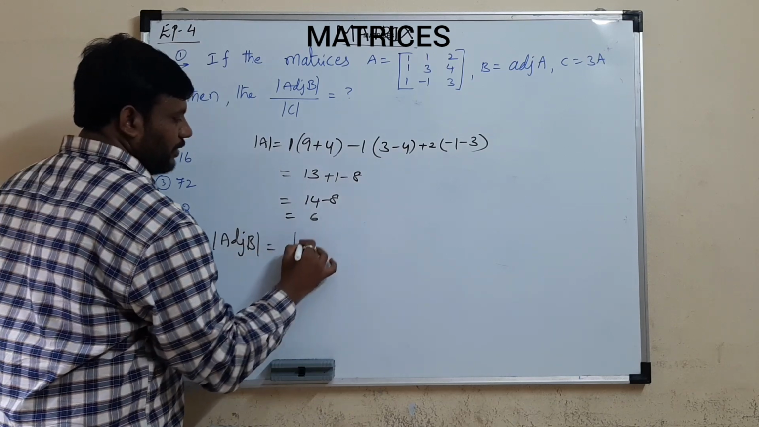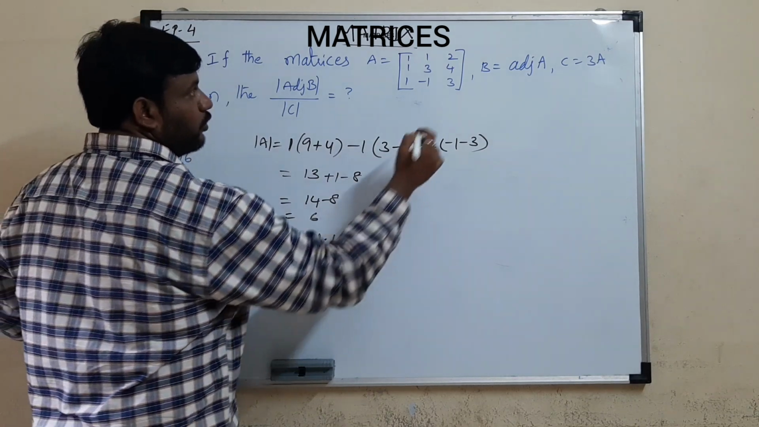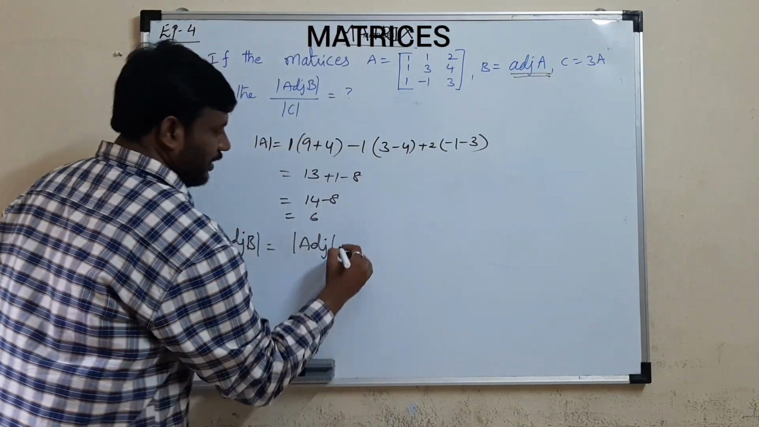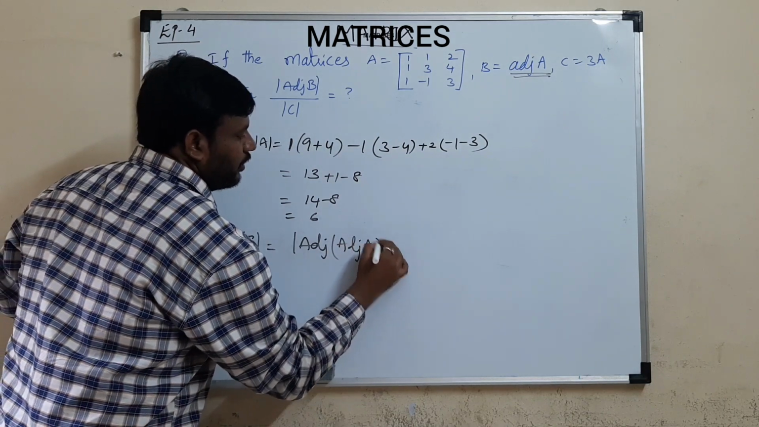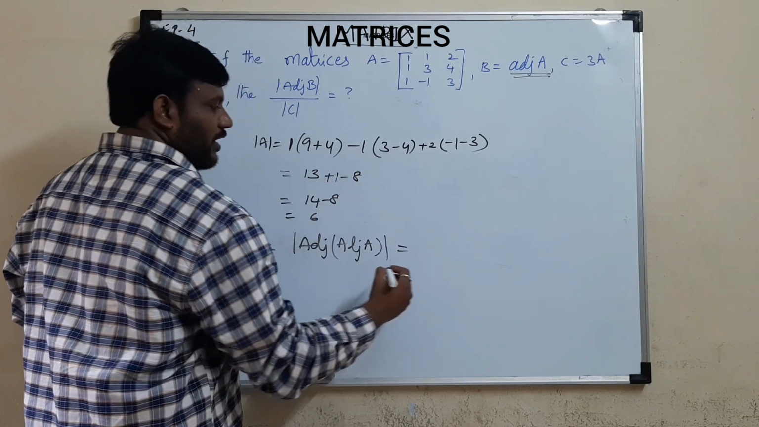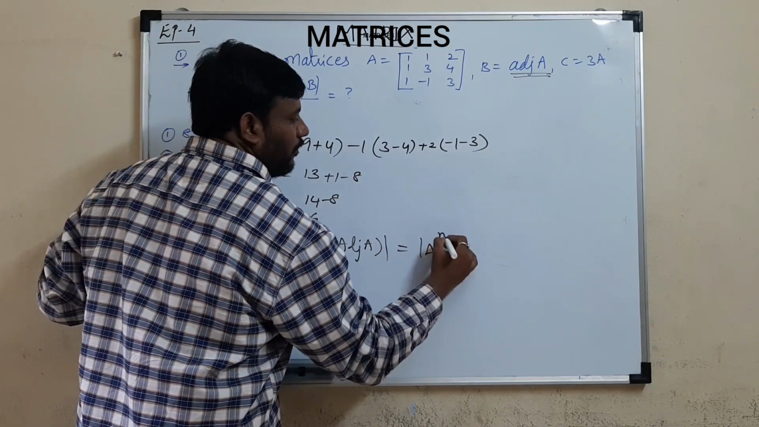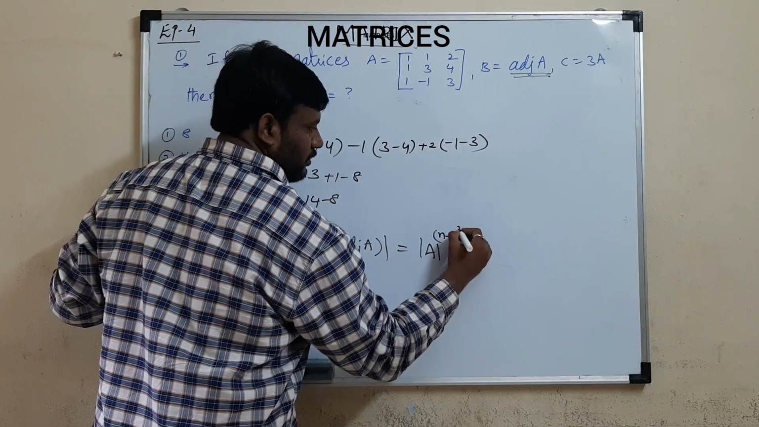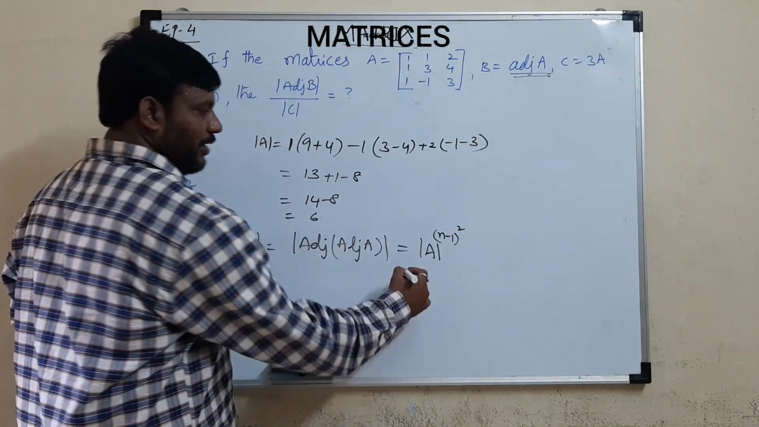So what is actually B? The given B is equal to adjoint A in the question. I'm replacing it in the place of B, adjoint A. Now see, the formula for det of adjoint A is nothing but (det A) to the power (n minus 1) whole square. This formula I am using.